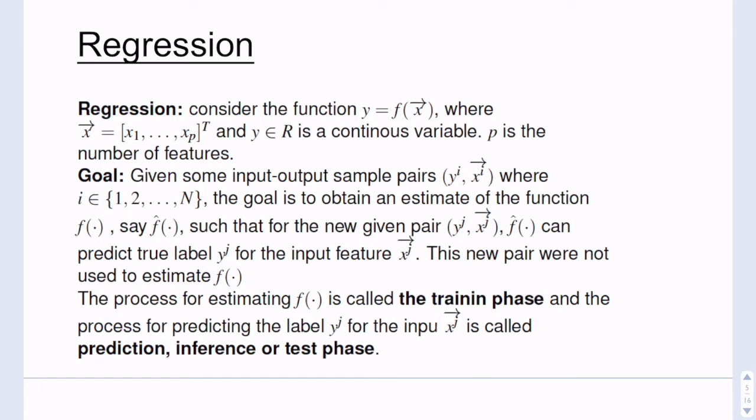The rest is the same. We have a function, call this function f. The input still is a vector. We have a feature space with p features, but y here belongs to the real numbers.